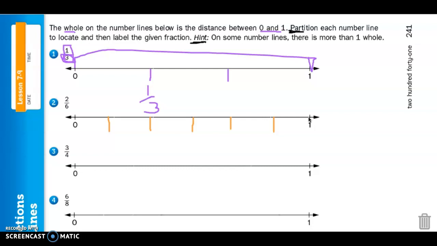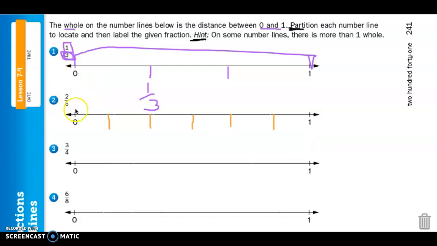We partition them into 6 parts. This whole is split into 6 equal parts, and we need to label 2/6. Let's find out. 1, 2, 2/6. You might be already thinking about something about these 2 fractions we have just drawn. Okay, so, dun dun dun. What? Oh my goodness. What am I trying to ask you?